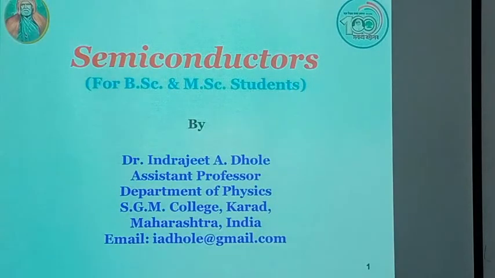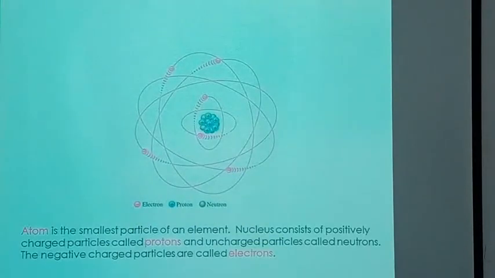So this topic is covered in the BSc and MSc syllabus. Before going towards semiconductors, first of all we have to understand what is an atom, what are electrons, what are neutrons, what are protons. So an atom is the smallest particle of an element. The nucleus consists of positively charged protons and uncharged particles called neutrons. The negatively charged particles revolving around the nucleus are called electrons.